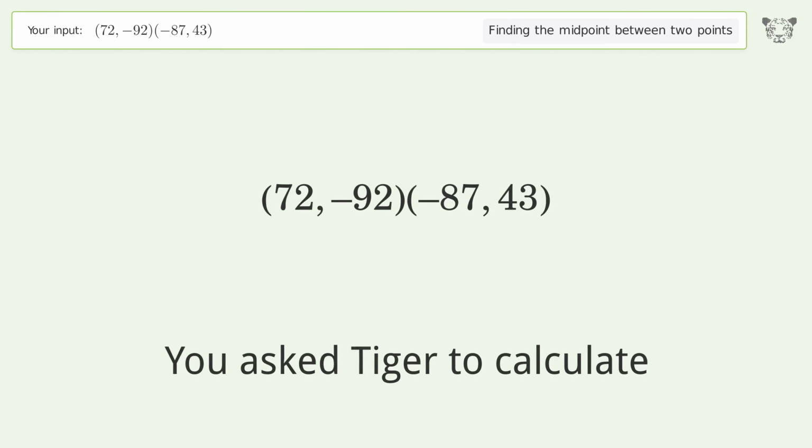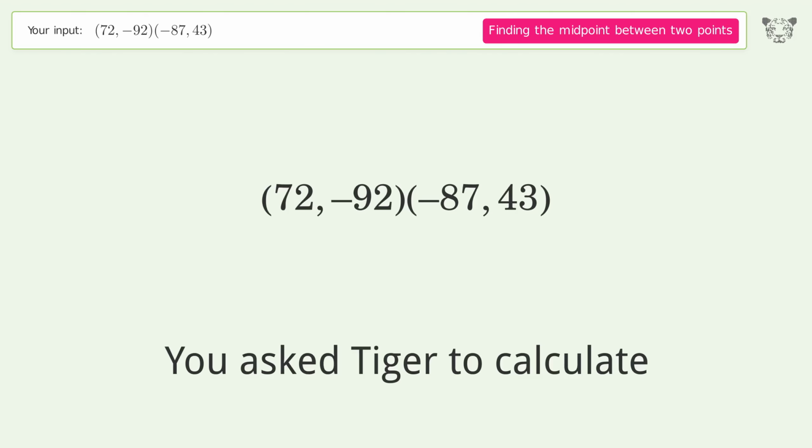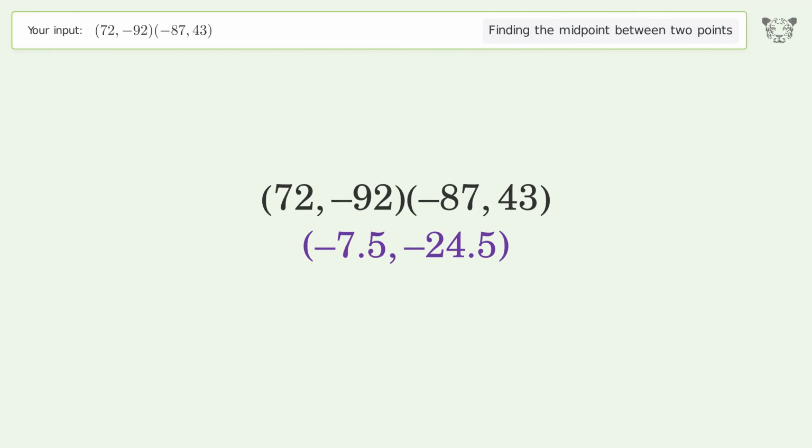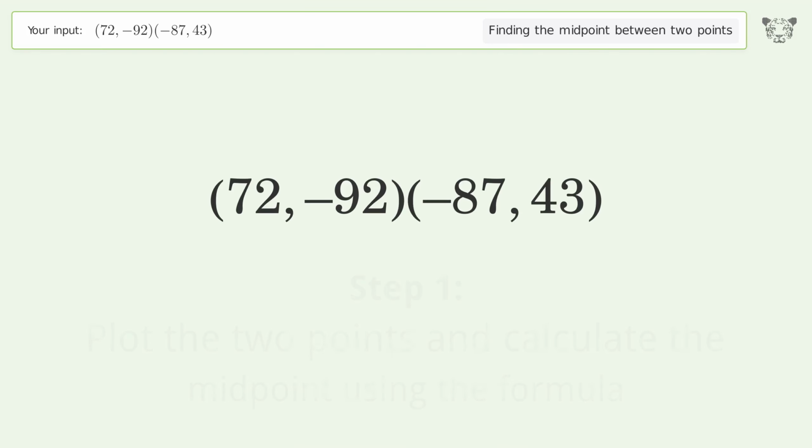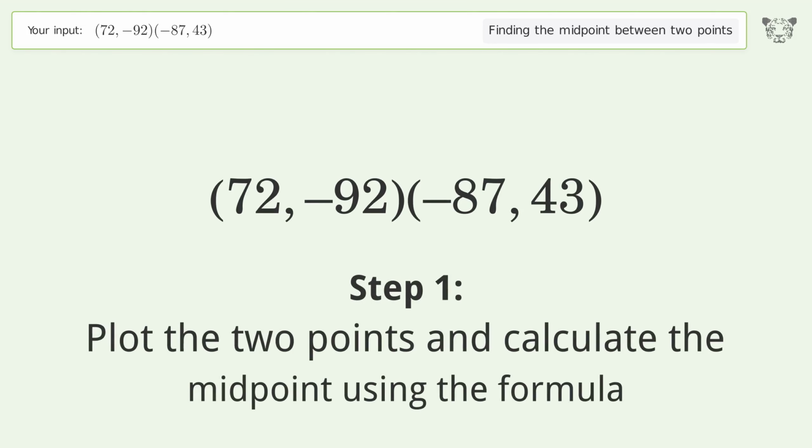You ask Tiger to calculate. This deals with finding the midpoint between 2 points. The midpoint between the 2 points is -7.5, -24.5. Let's solve it step by step. Plot the 2 points and calculate the midpoint using the formula.